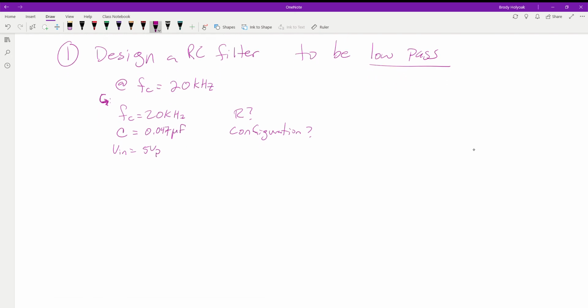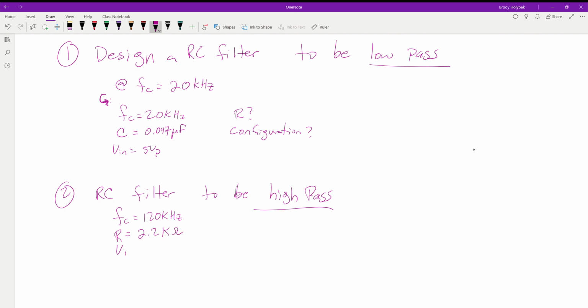The second one that I want you guys to think about is, again, we're going to design a filter, but I want to design an RC filter to be high pass. So there's my key there. My critical frequency, I want to be 120 kilohertz. My R value, I want to be 2.2 kilo ohms, sorry. And my voltage in is going to equal 5 volts peak.